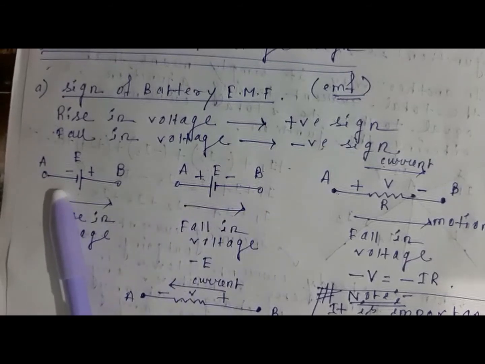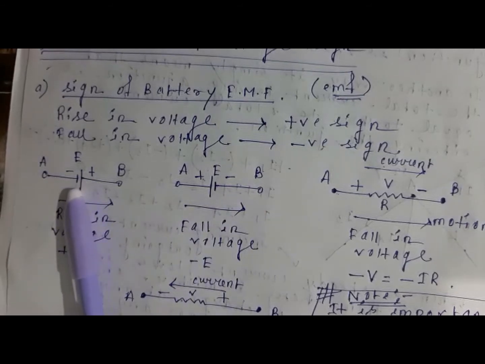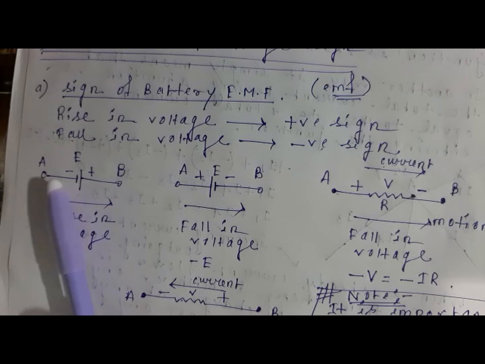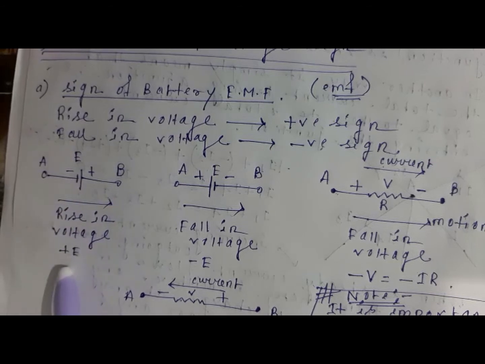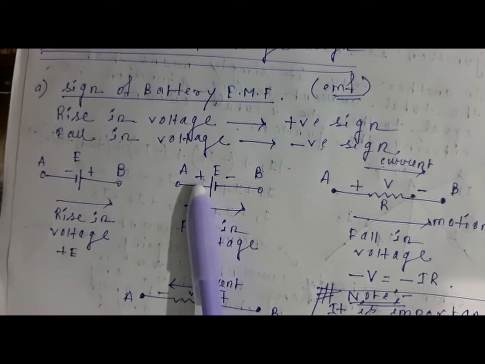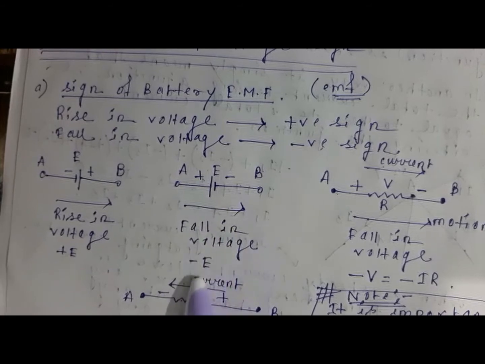Suppose here you see, this is my battery. Here you have negative and here you have positive. So what you find over here is a rise in voltage. From negative it is going to positive, so there we will give plus E. Similarly over here you see from positive to negative, so here we have a fall in voltage. So that will be minus E.